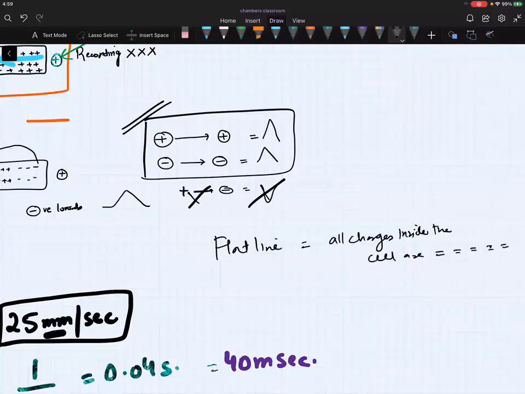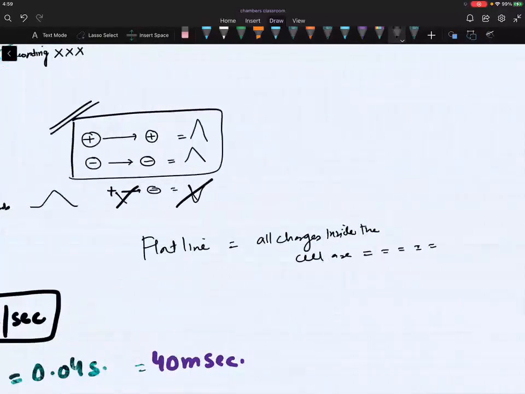Positive current going towards the positive electrode is dash deflection. Please speak to me. Positive current towards the positive electrode, dash deflection. Very nice. Positive deflection. Very nice. Positive current going towards the negative electrode, dash deflection.